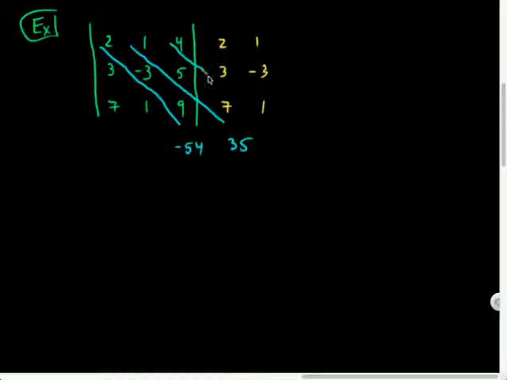And let's see, my other diagonal is 4, 3, and 1, so that's 12. And I'm going to add those all together. Let's see. So that's going to be 47 and 54, so that's 3, 7. Negative 7, did I get that right? I hope so.